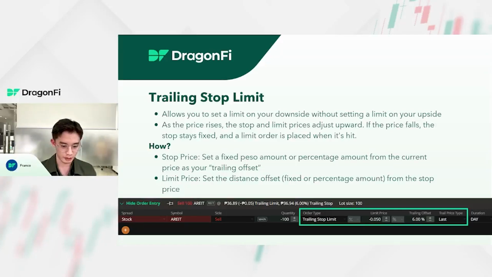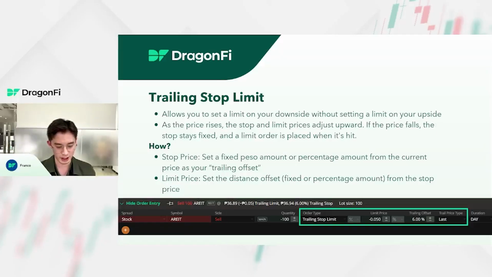So with that, you would be able to set your limit price, which is basically the offset distance from that trigger price. So in this example, I put minus 0.5 cents. So basically, from 36.94, I will be taken out of my A-REIT position at 36.89, basically 5 cents lower than the trigger price. So as A-REIT's price rises, your stop price and limit price will also rise. So it's based on the last trading price. So for example, if it peaks at 39.60, your trailing offset and limit price will not change. It will still remain at 36.94.